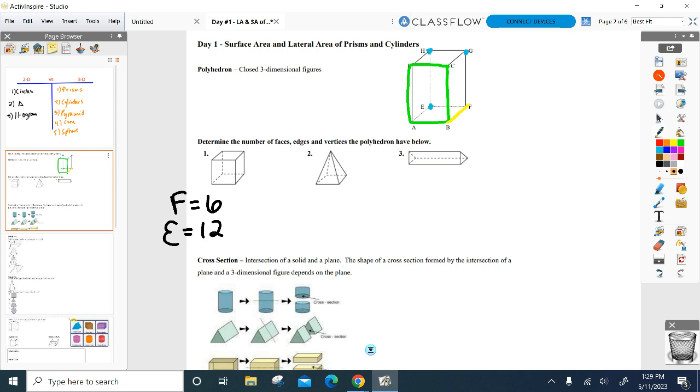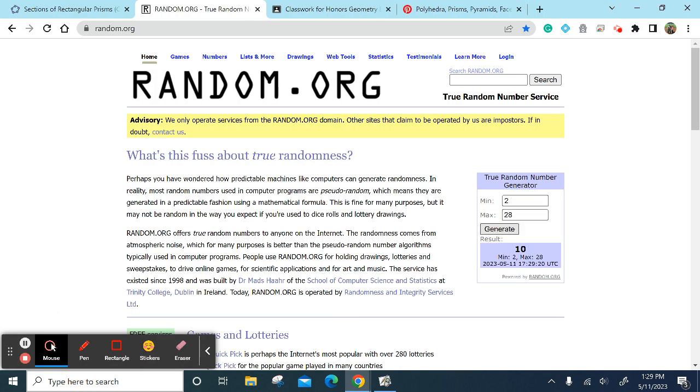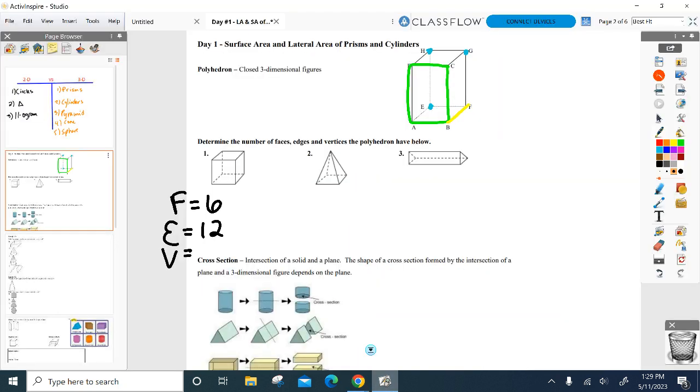12 edges. And how many vertices? Again, be careful. A very common mistake is to count the same vertex twice. We don't want that. How many vertices does this cube have? 8. Good work, everyone.